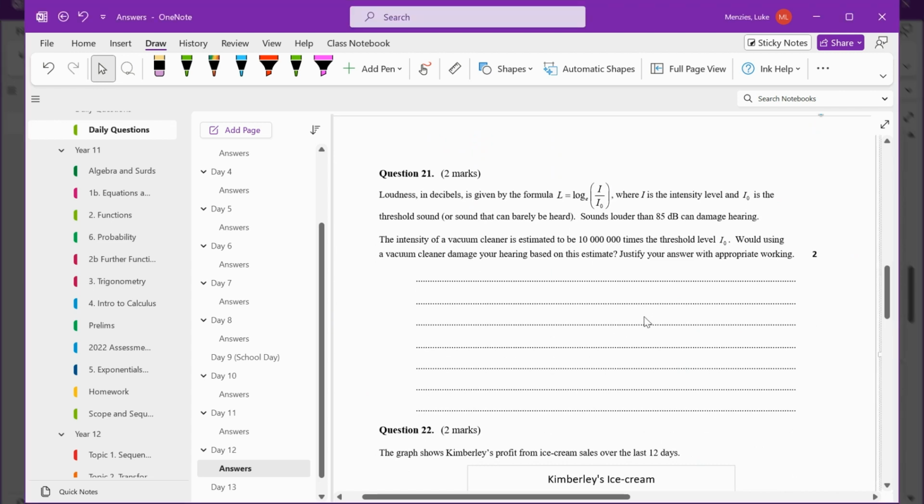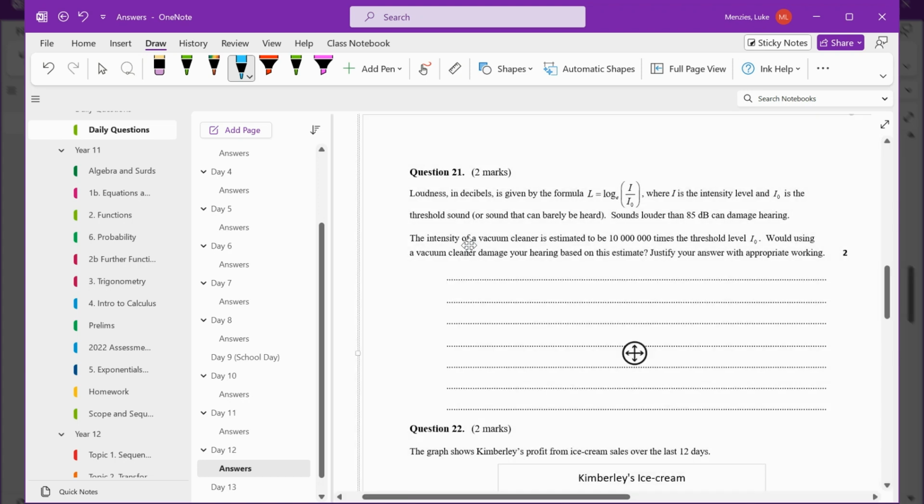Again, this is another little log one. Loudness in decibels is given by the formula, where I is the intensity level and I0 is the threshold. Sounds louder than 85 dB can damage hearing. The intensity of a vacuum cleaner is 10 million times the threshold level. Would using a vacuum cleaner damage your hearing? Justify your answer. So what you can say is the intensity in this one comes straight from the question.